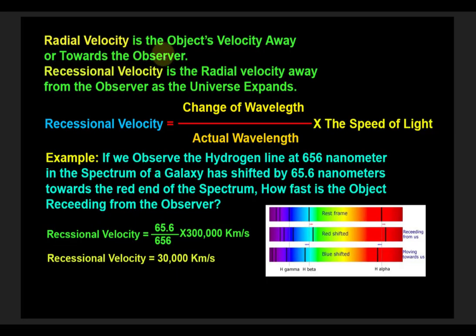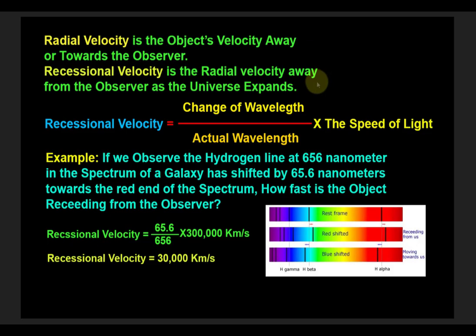We look at the absorption lines in the spectra of the galaxies, and what we see is they either blueshift, which means these dark lines in the spectrum move towards the blue end of the spectrum, or they redshift, like here, they're moving towards the red end of the spectrum. The more they shift towards the red end, the faster the object is moving away from us. So radial velocity is the object's velocity away or towards the observer. Recessional velocity is the radial velocity away from the observer.